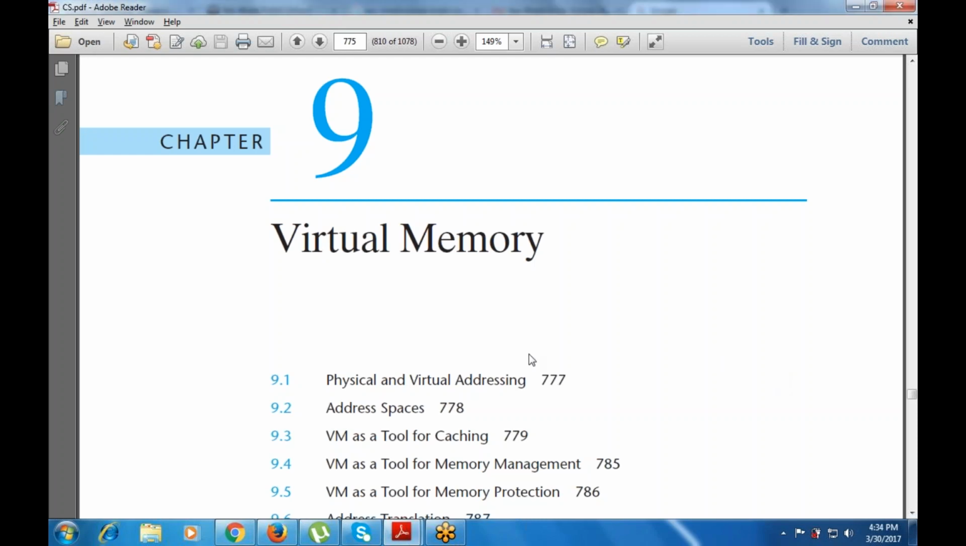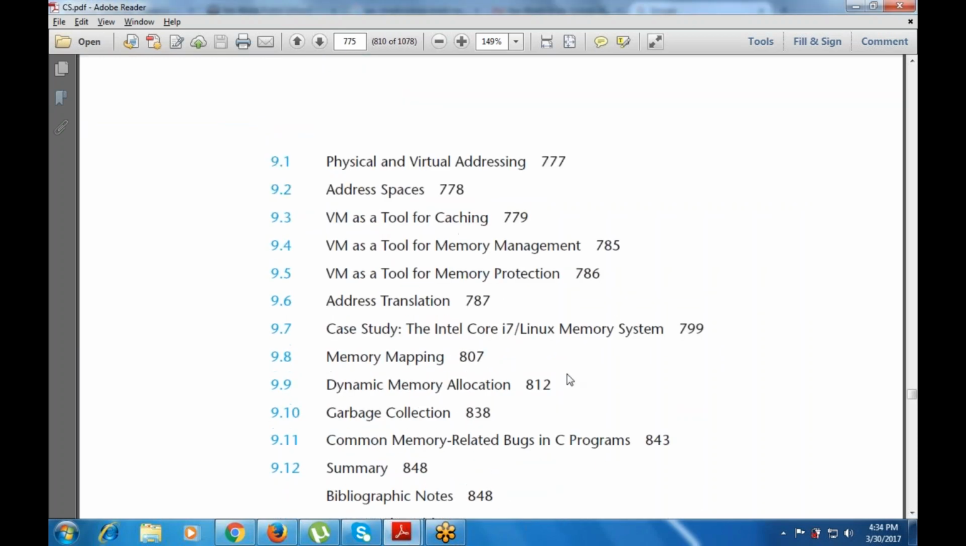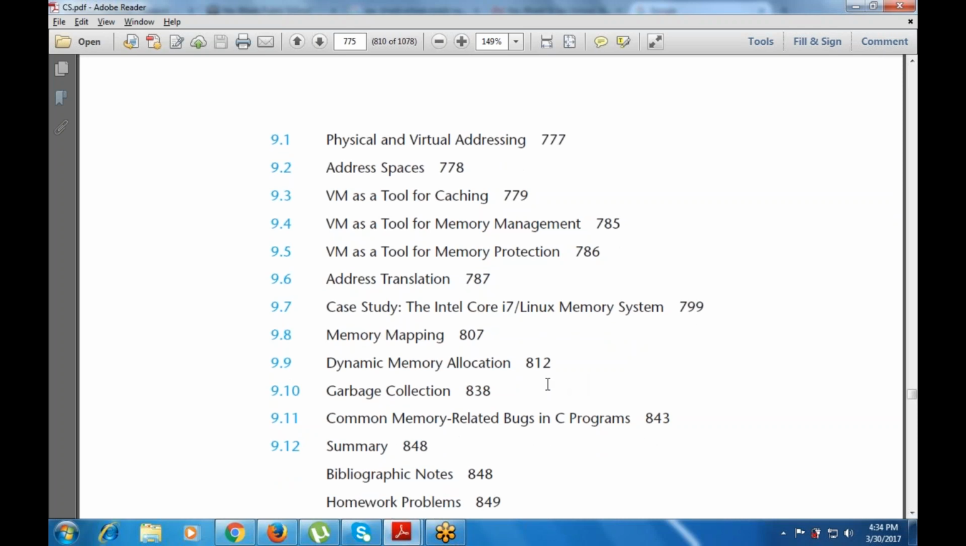Alright. Now let's talk about the first part, that is physical and virtual addressing. The address space, then VM as a tool for caching, then VM as a tool for memory management, and then VM as a tool for memory protection, then address translation, then there is a case study for the Intel Core i7, then memory mapping, dynamic memory allocation, garbage collection, common memory related bugs in C programs, and then there is a summary.